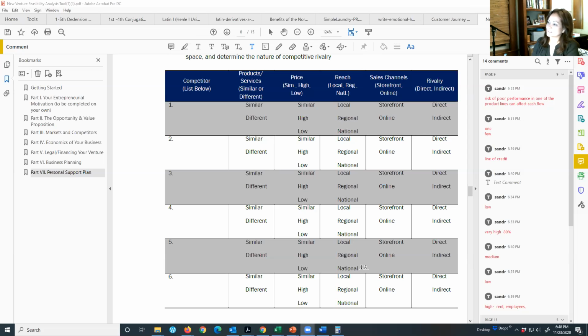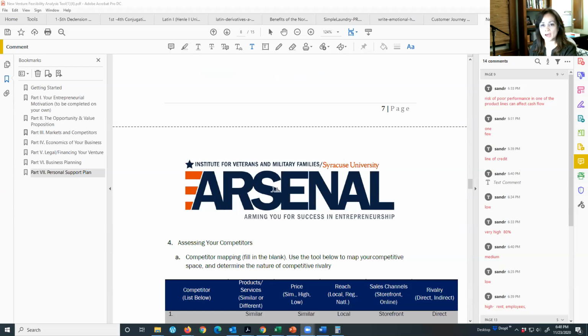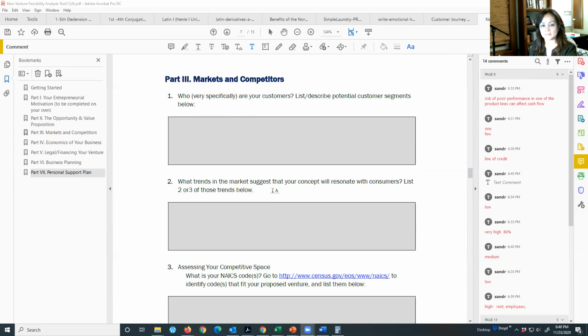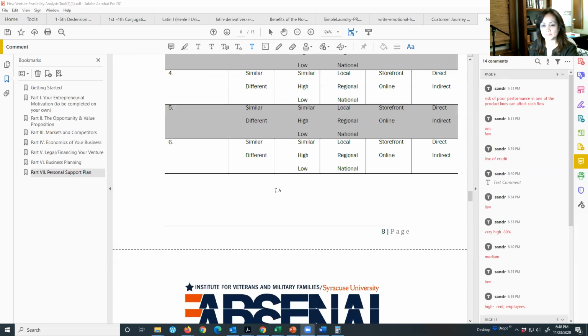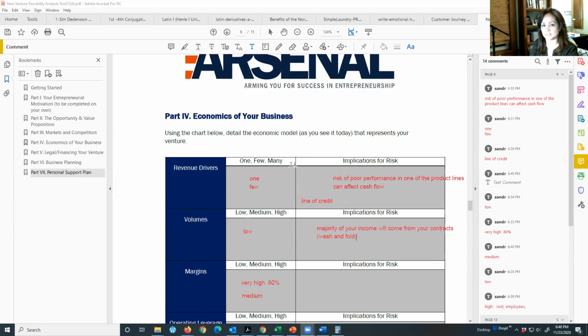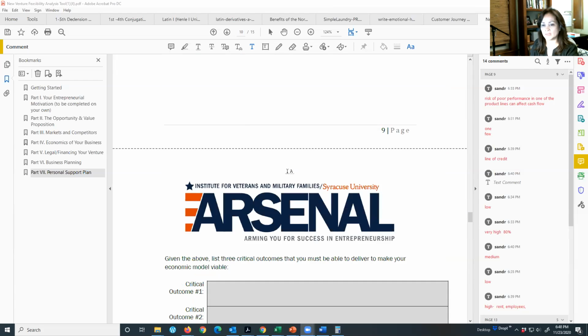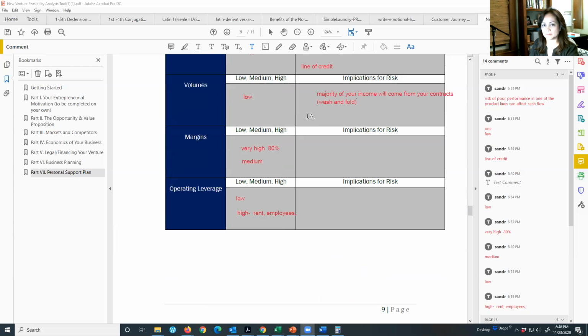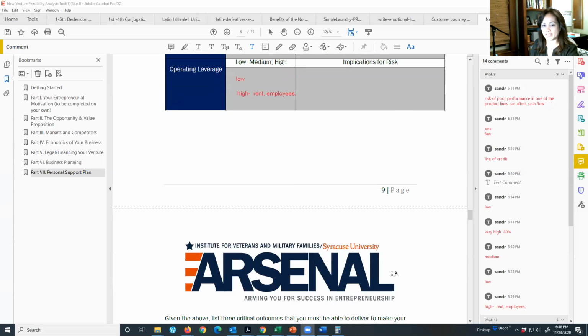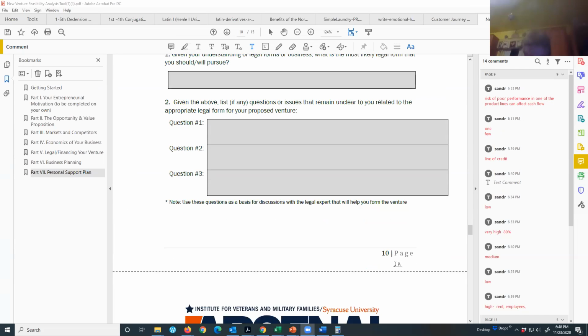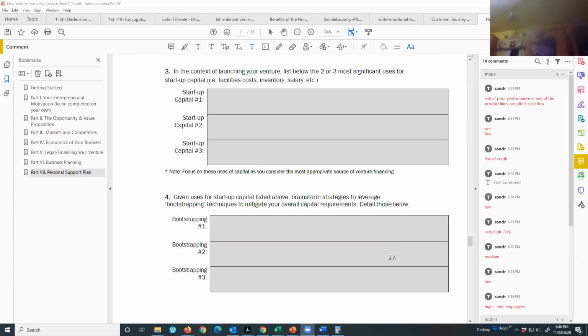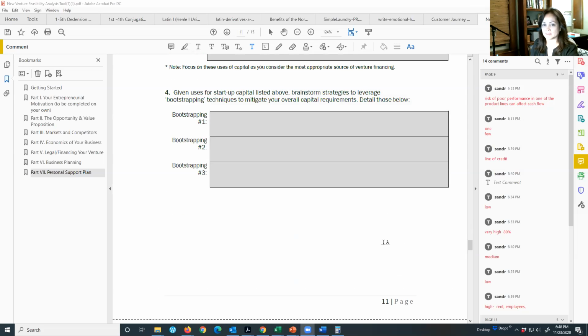So, question. The economic model, is that part of the same form? Yes. It's all okay. So the economic model starts here under part 4. So it's page 9, page 10, and 11. So it ends on page 11.